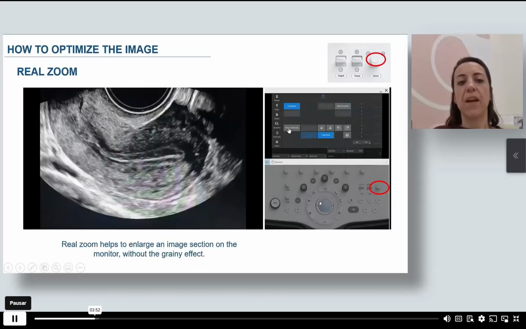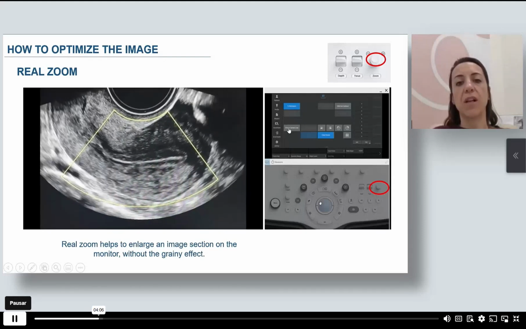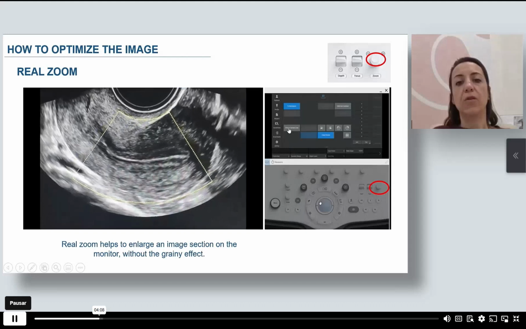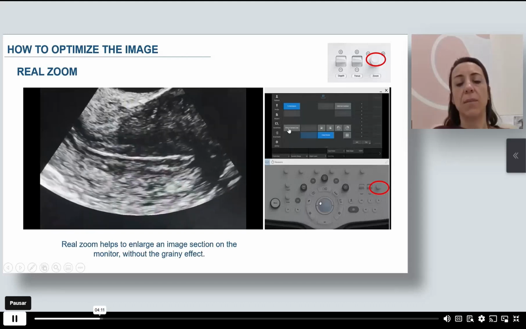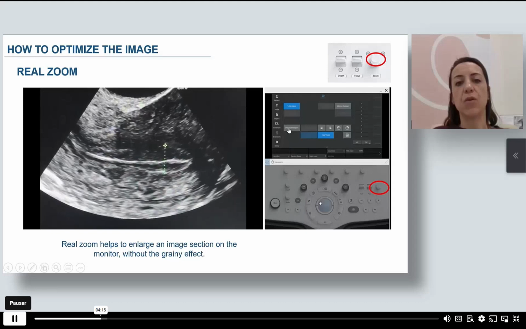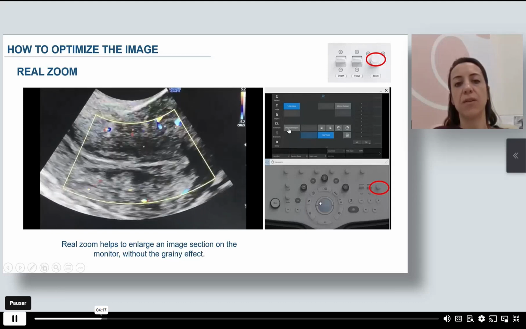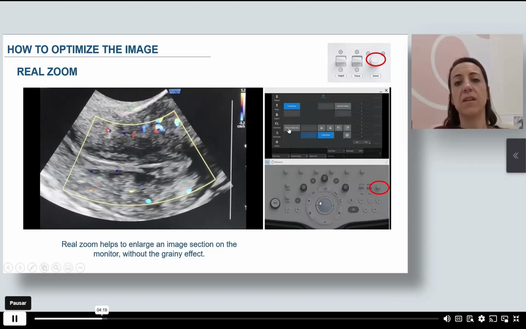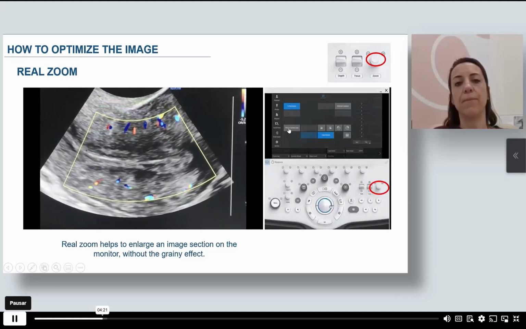Real zoom. Real zoom helps to enlarge an image section on the monitor without the graining effect. For example, if you want to better visualize the endometrium, we can use real zoom to enlarge the image. We can measure it, and also we can assess the vascularization. This is the real zoom.